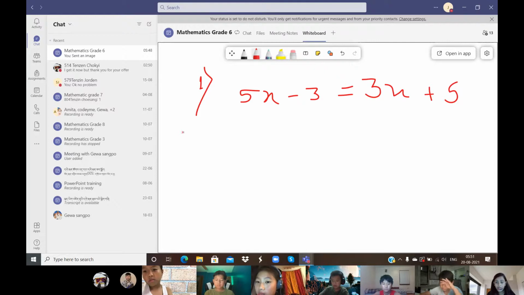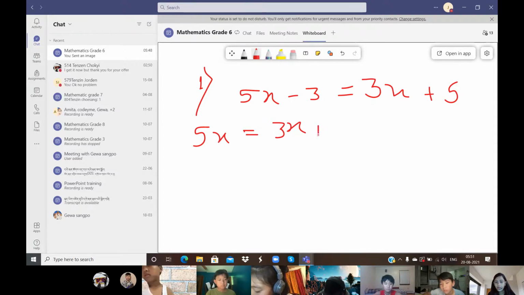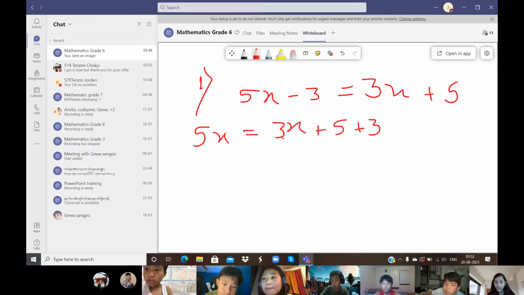So according to the rules of solving linear equations, we'll transpose this 3 to this side, and the minus sign becomes the plus sign. 5x is equal to 3x plus 5 plus 3. So it will be 8, and you can see there is 5x and there is 3x.